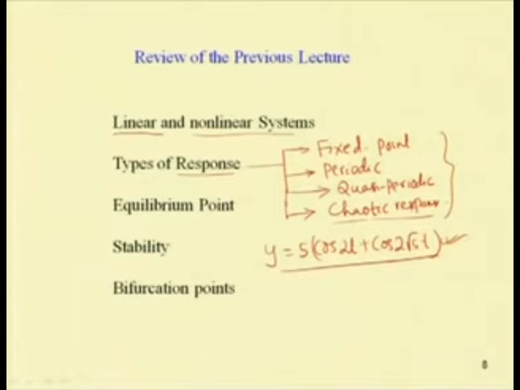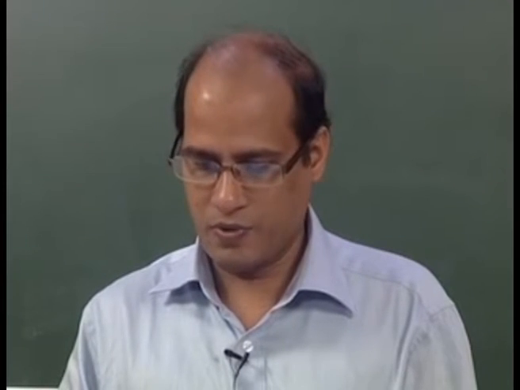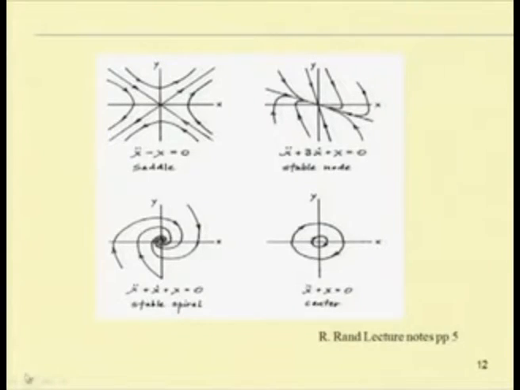After studying the equilibrium point, we have briefly discussed the stability and bifurcation of the responses. So one can observe different types of response or bifurcation types. This example represents a saddle point. Here the equilibrium point is x equal to 0, and the flow around this equilibrium point is shown here. So this is a saddle point.